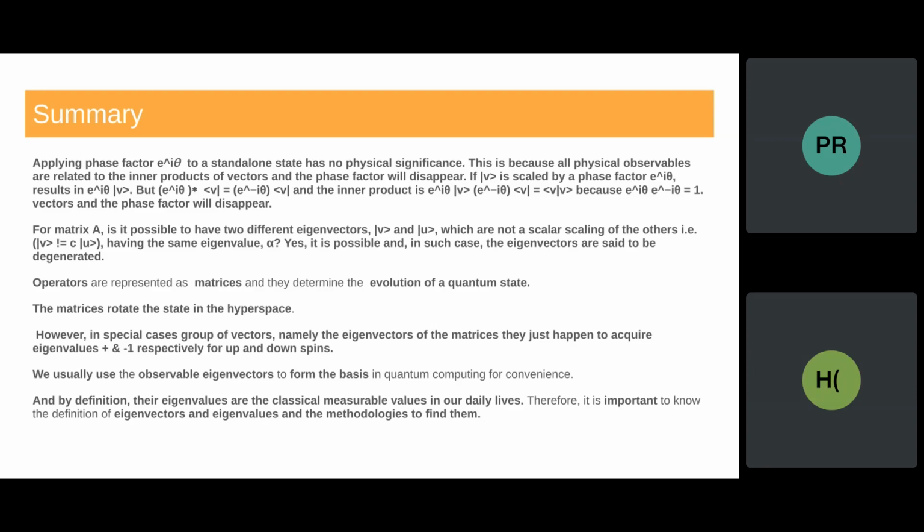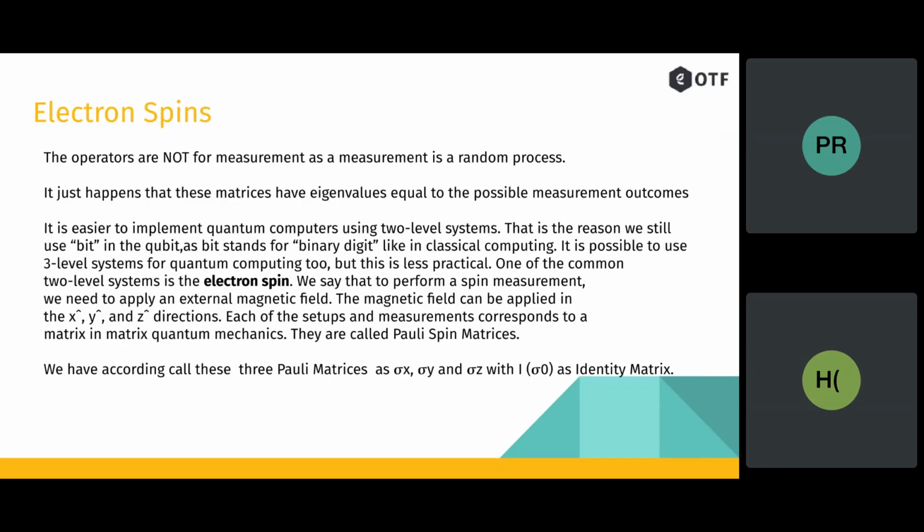But at this time, it is important to know that the eigenvalue is important so that we can compute them, and it is useful for interpreting. So that is the portion of session 3. I'll hand over to session 4. We are talking about the electron spin.